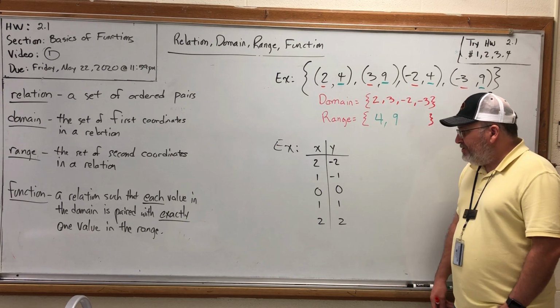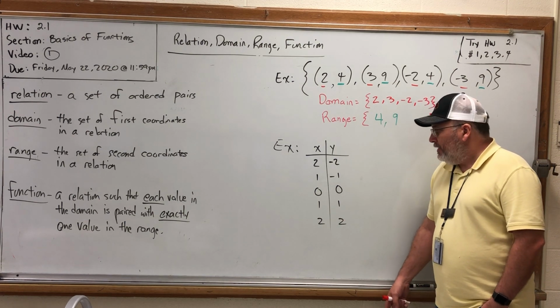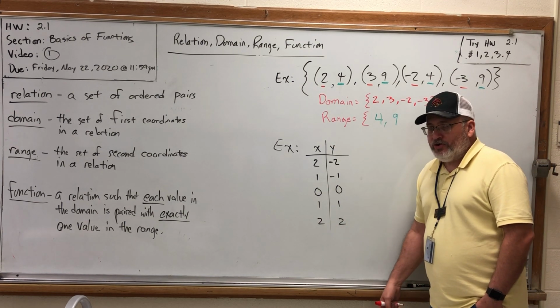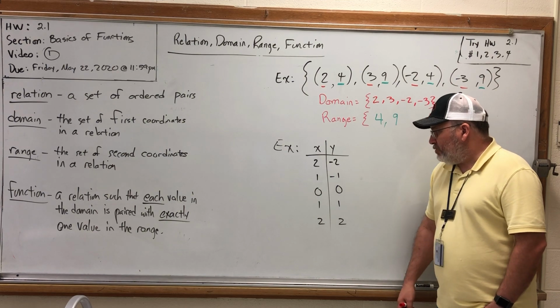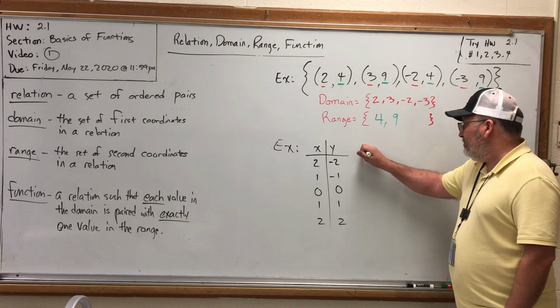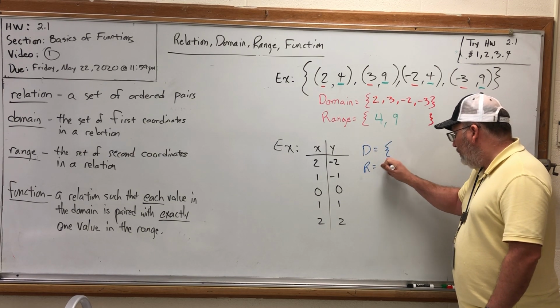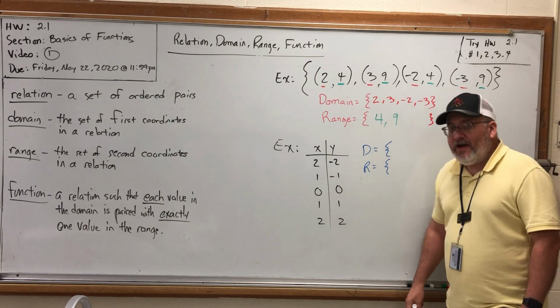Well, this example is easier to separate the domain and range because they're already separated for you. The elements of the domain are in the column under X. The elements of the range are in the column under Y. But in the homework, when it asks you to list the domain and range, it is not going to let you repeat values.